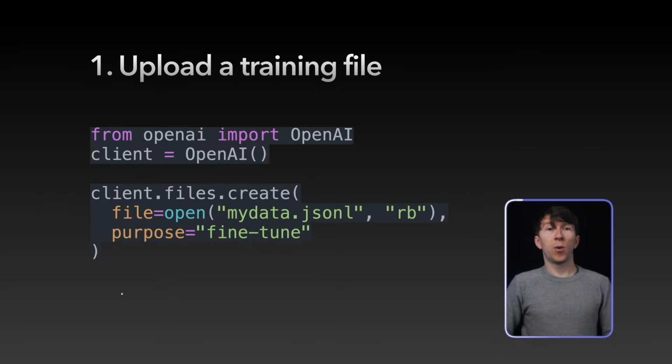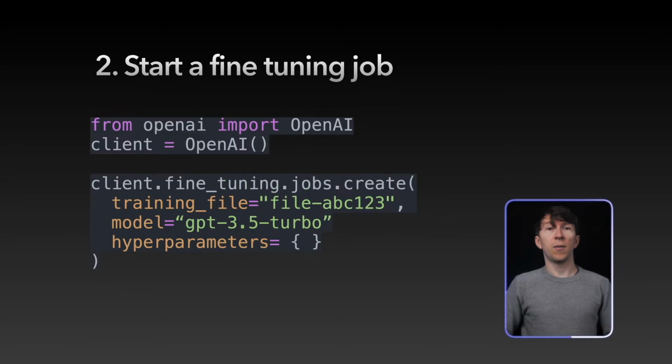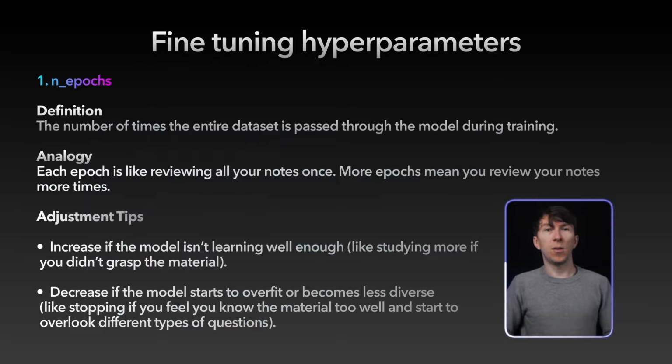And the first step is to upload the training file, so your dataset, from a JSONL file. Then you will start a fine-tuning job with the following lines. And there you have the training files, the model, and some hyperparameters. You can omit the hyperparameters fields for now, but I wanted to give you an idea of what options you have. So let's dive into that now.